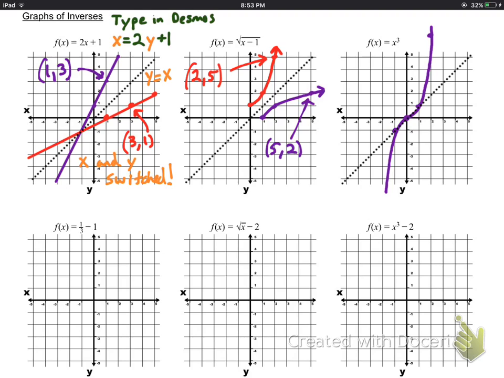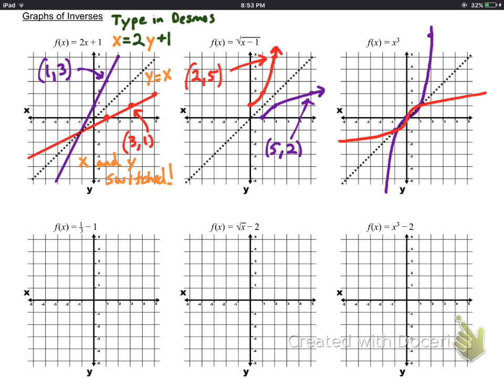For this, I want to flip this over the y equals x axis. And can you see how the top that goes really high up there is actually going to go way to the right, and the one that goes really far down is going to go really far to the left when we flip it over that y equals x axis? Okay, that's what it's going to look like.